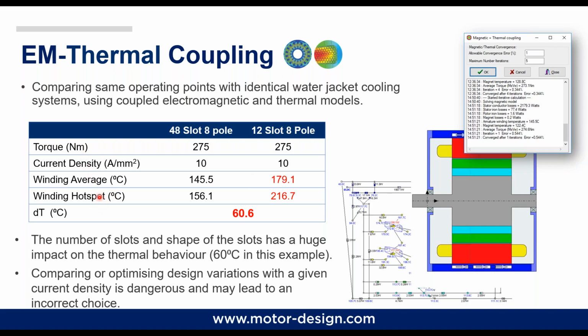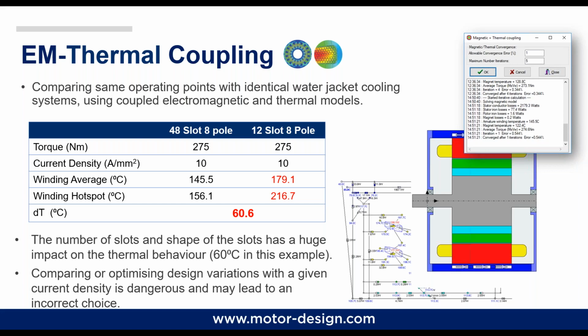Meanwhile, the winding hotspot is 156.1 in the 48 slots configuration and 216.7 in the 12 slots one. So there is more than 60 degrees difference in temperature, which is really significant in terms of performance. And we could never really claim that these two designs were even close to being equivalent.